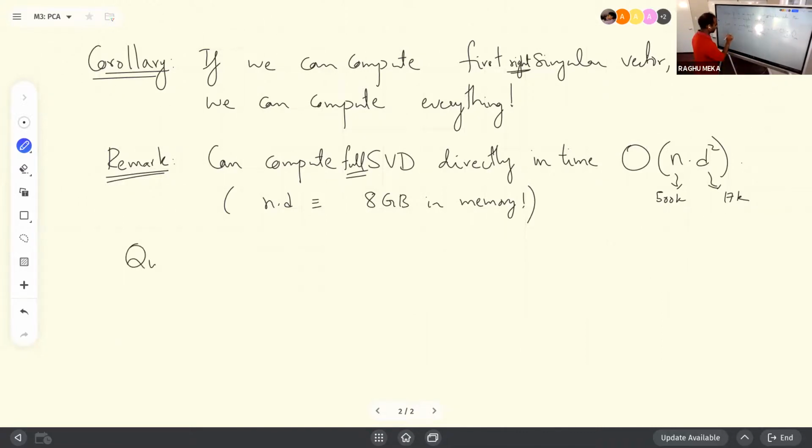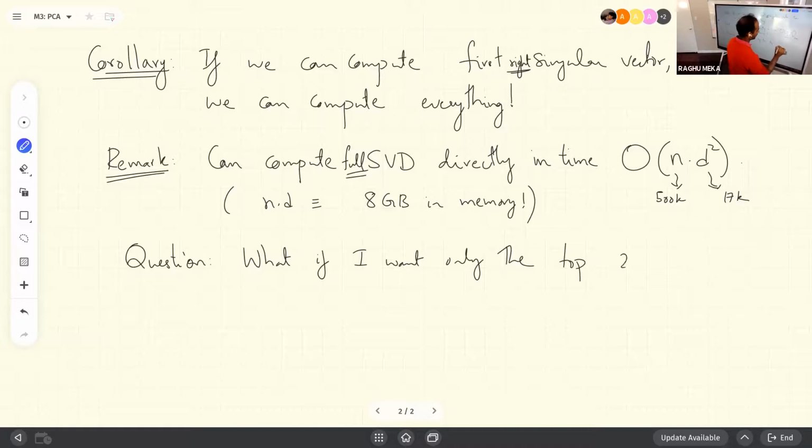So question: what if I want only the top, let's say 20? And here is where greedy is very powerful, because I can circumvent this bottleneck of computing the full SVD and at least in principle feasibly compute just the top 20 by doing one after the other. I'll compute the first singular vector and then the next one and so on.